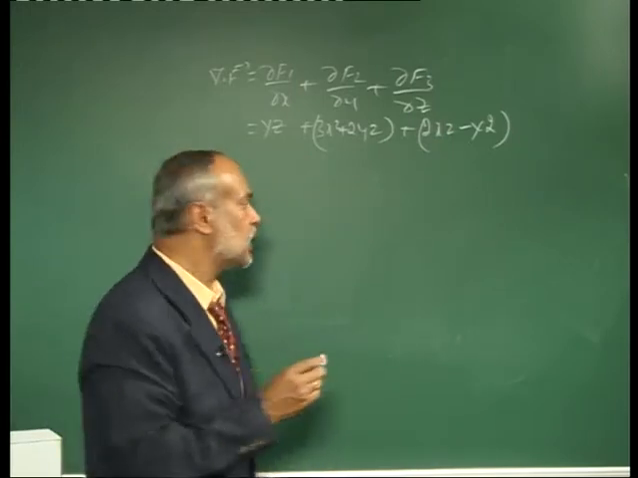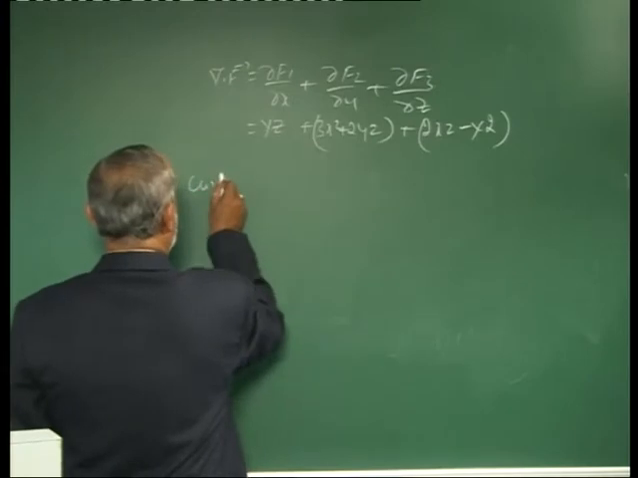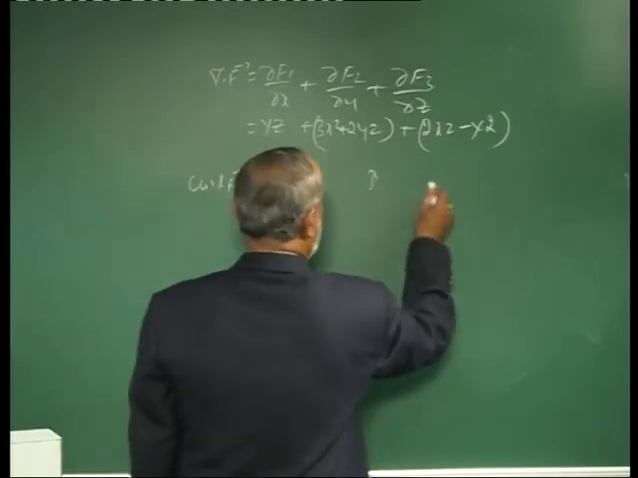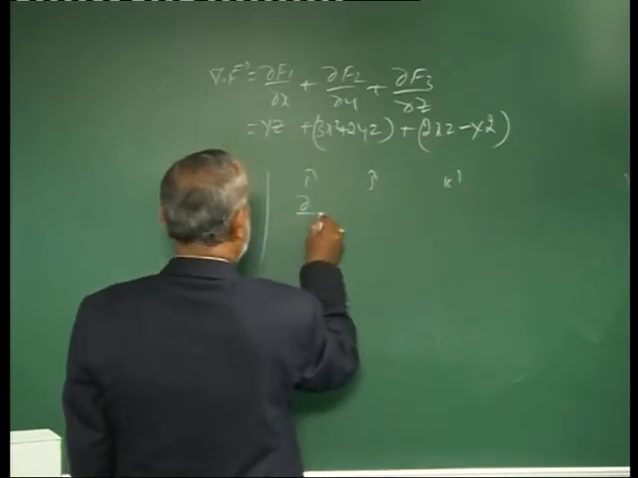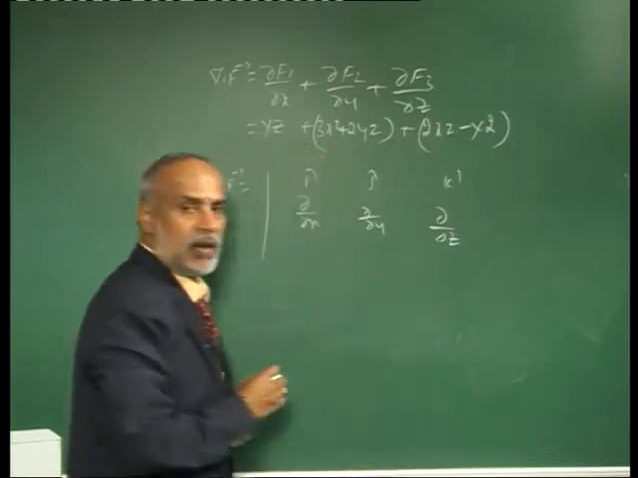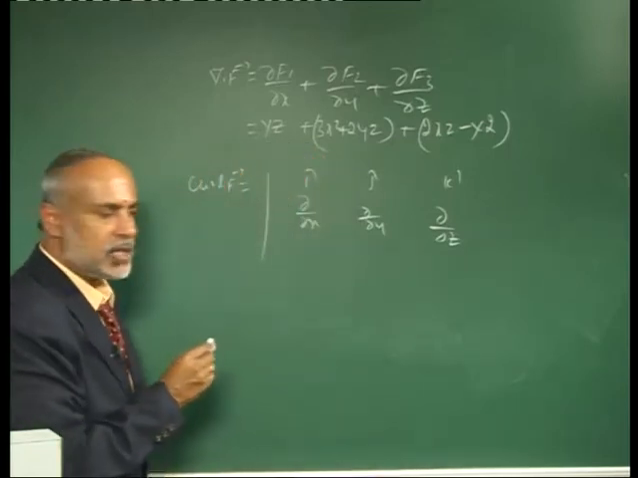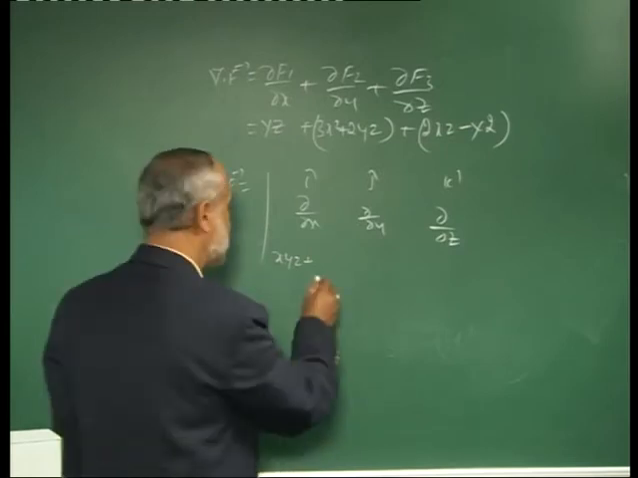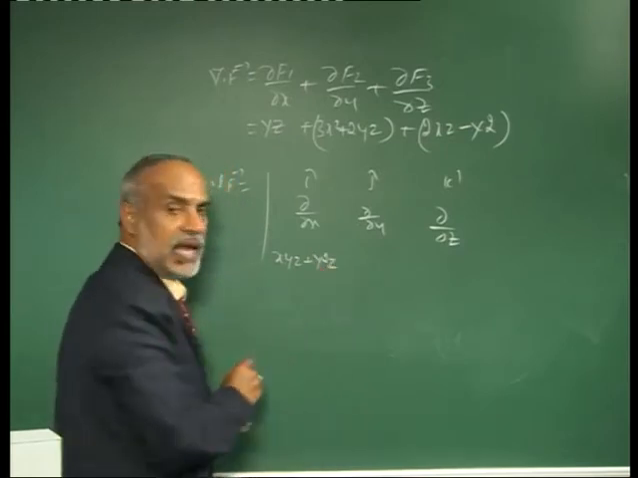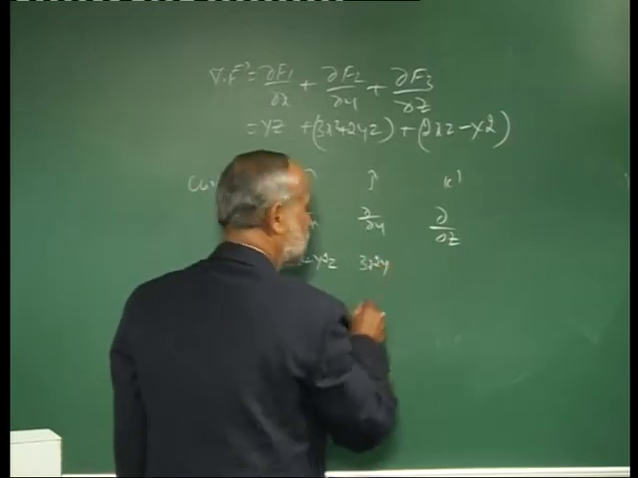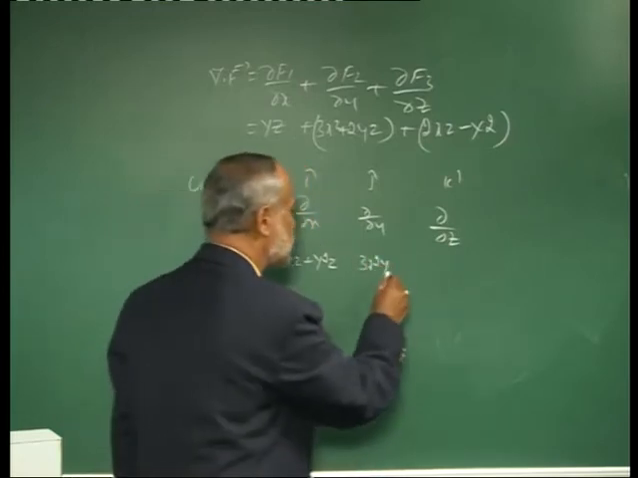Similarly, we can find the curl of the F vector. Here the curl of F vector is equal to the determinant of i cap, j cap, k cap, dou by dou x, dou by dou y, dou by dou z. Then you can write down the i component as xyz plus y squared z. Next, 3x squared y plus y squared z.